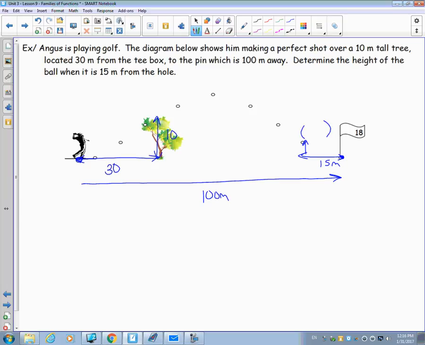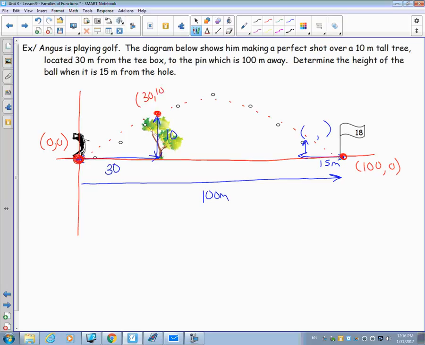How tall is that? Well, looking at the picture, obviously this is a quadratic, right? So if we think of this as a quadratic that goes up and then back down again, we can put a set of axes on it. My suggestion is let's put the axes right here, because then we have some points on our graph. This point would be 0, 0. The pin, the hole, is at 100 and 0. The tree, which is 30 meters from the tee and 10 meters tall, can become a point, 30 and 10.